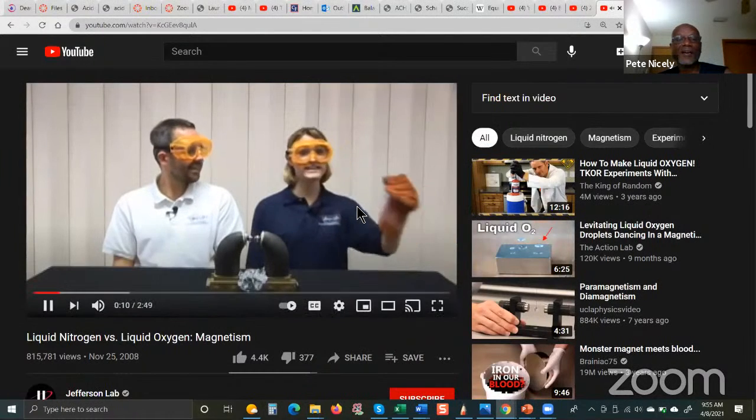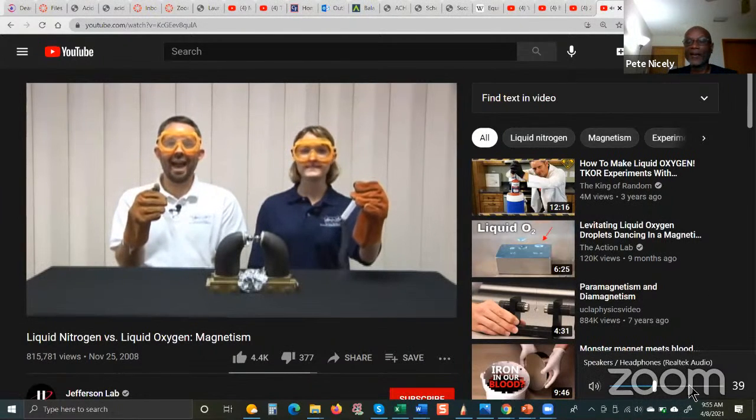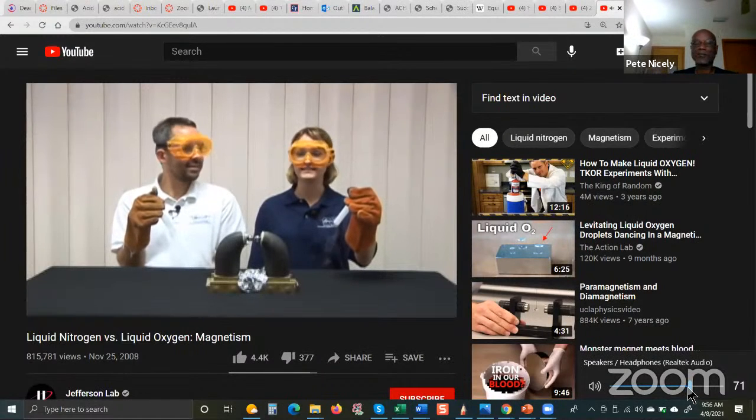This is a test tube of liquid nitrogen, and this is the test tube of liquid oxygen. Let's see what happens when we pour the liquids past the poles of a strong magnet.